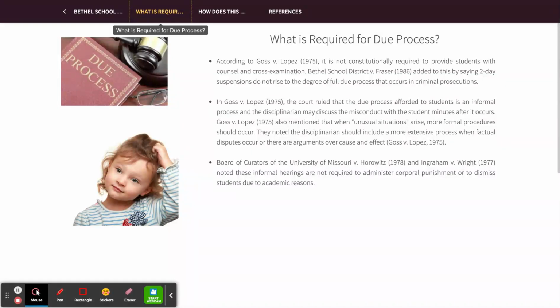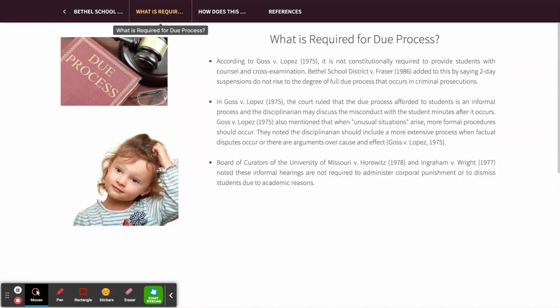So basically, this is just saying that you don't have to give them like a full court trial like they do in criminal cases. In Goss versus Lopez, the court ruled that due process afforded to students is an informal process, and the disciplinarian may discuss the misconduct with the student minutes after it occurs. In Goss versus Lopez, it also mentioned that when unusual situations arise, some more formal procedures should occur.